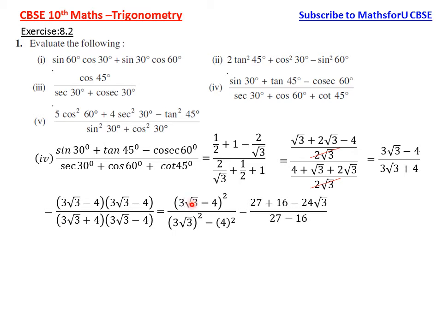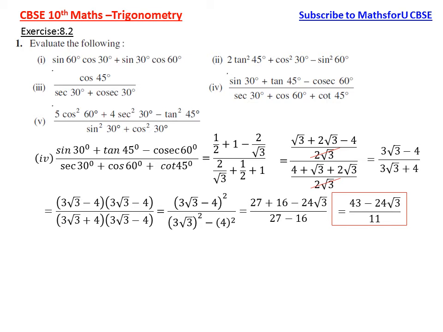So a square plus b square minus 2ab means 2 into 3, 6 into 4, 24 root 3, divided by, this will be root 3 square will be 3, 3 square will be 9, so 9 into 3 will be 27, minus 4 4s are 16. Now 27 plus 16 will be 43, 43 minus 24 root 3 by, we have 11. So this is the final answer, 43 minus 24 root 3 divided by 11.